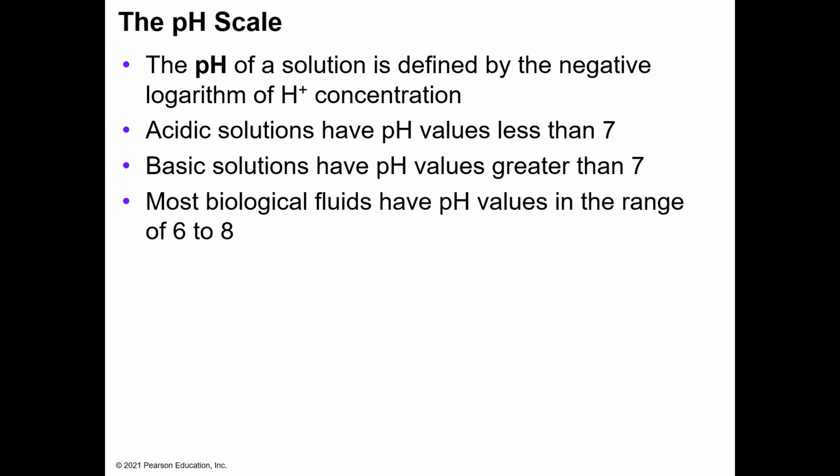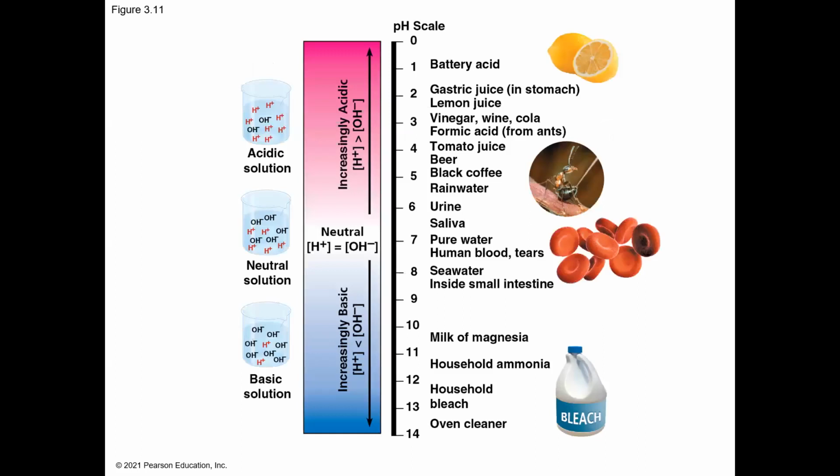Acidic solutions have a pH value that's less than 7. Basic solutions have a pH value greater than 7, where most biological organisms and fluids have a pH between 6 and 8. Now, there are some biological fluids that are beyond those scales of 6 and 8. For example, your stomach acid, gastric juice, has a pH of around 2.